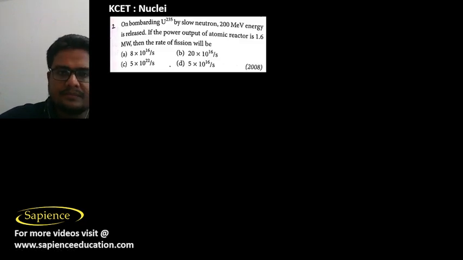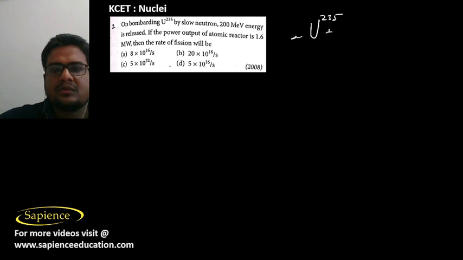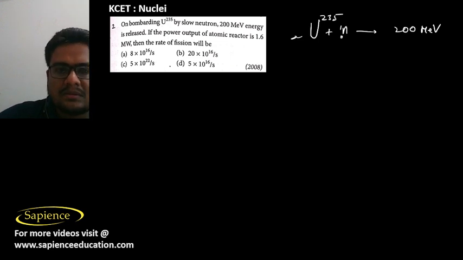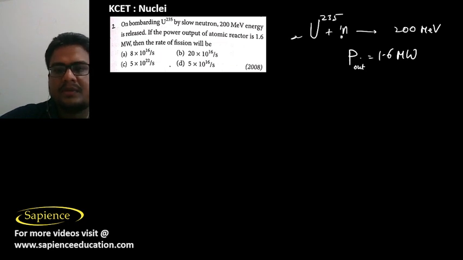Then question number 2, it is told, on bombarding uranium-235 nucleus by slow neutron, 200 mega electron volt of energy is released. If the power output of the atomic reactor is 1.6 megawatt, then the rate of fission will be. It means the rate of fission, that is, how many fission reactions are happening per second.